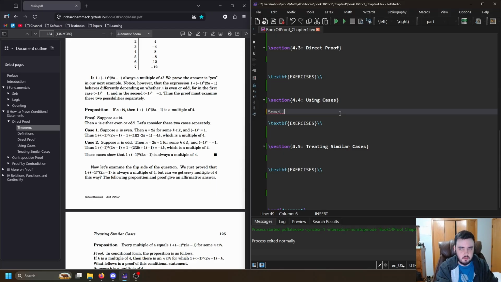So we got something in here. If n is in the natural numbers, then 1 plus negative 1 to the n times 2n minus 1 is a multiple of 4. Suppose n is in the natural numbers. n is either even or odd. We're going to consider both cases. If n is even, then n is equal to 2k for some k, and negative 1 to the n is equal to 1.